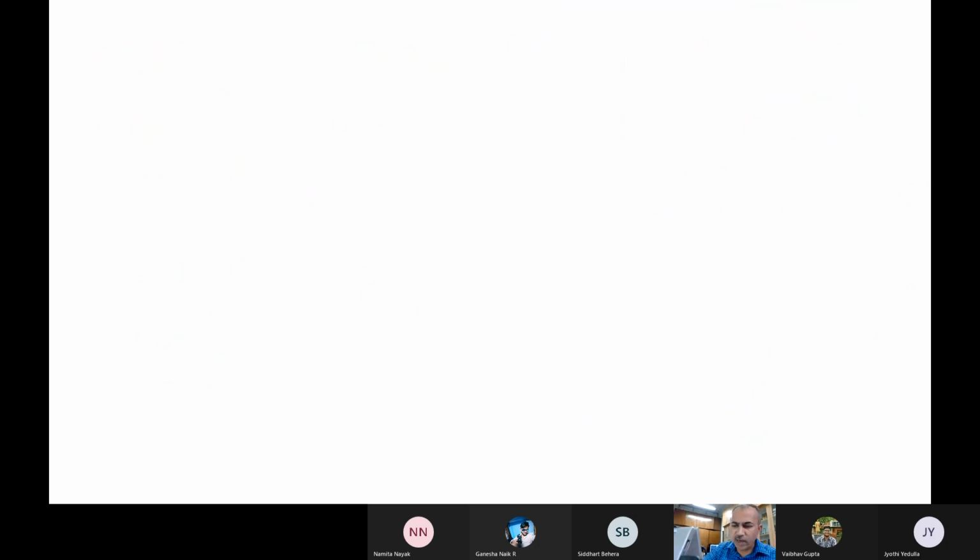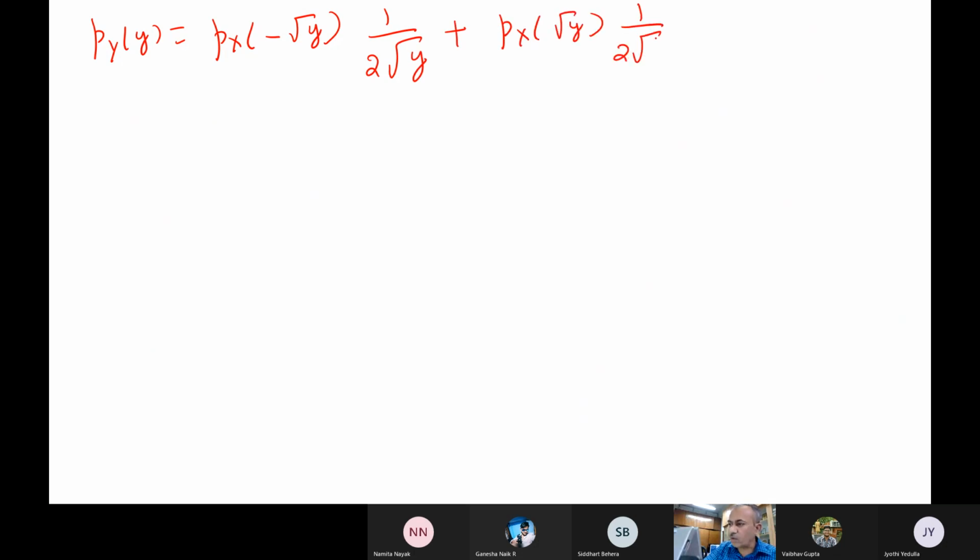Okay. So now your P_Y of Y, I can write as P_X of the first root, minus root of Y, and then the derivative you have to take, 1 by 2 root of Y, plus P_X of root of Y multiplied by 1 by 2 root of Y itself. So this turns out to be root of Y by 3, for 0 less than Y less than 1.